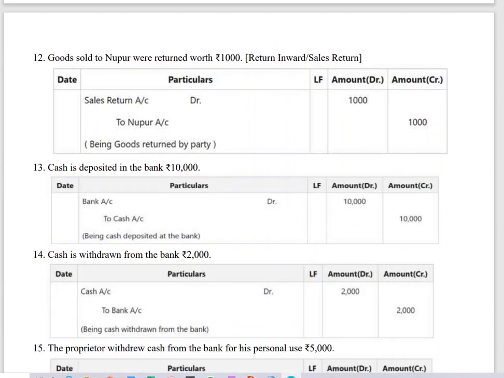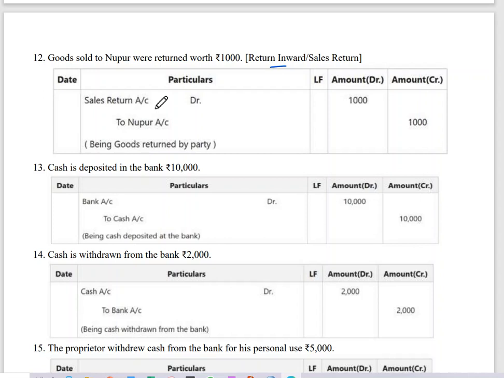Next, goods sold to Nupur were returned worth rupees 1000. What we had sold to Nupur, goods worth rupees 1000 are now sent back by her to us. Now that is the sales returns account. What we had sold is coming back to us. So sales returns account debit to Nupur account. Here sales return is what we sold coming back to us.